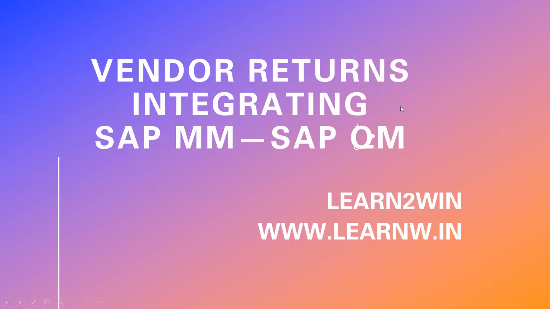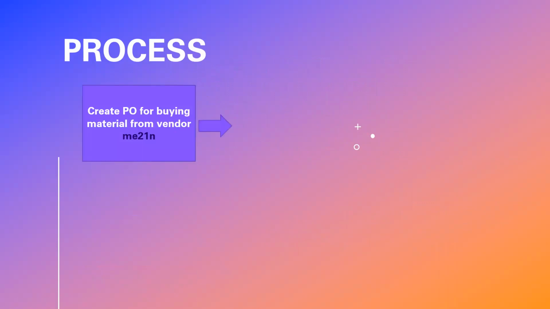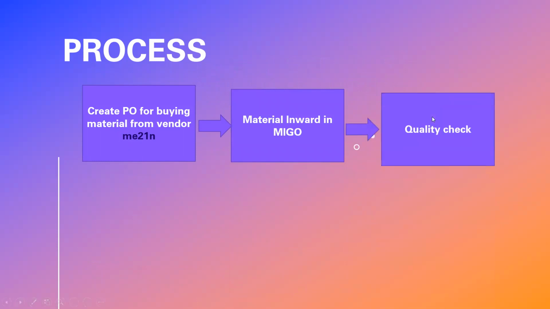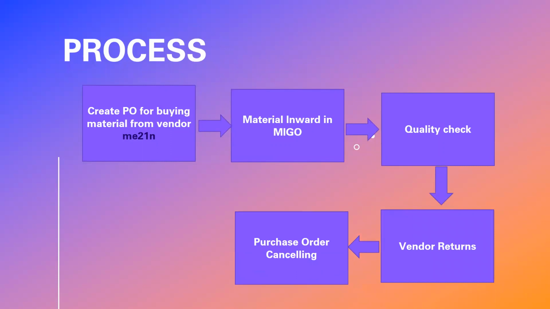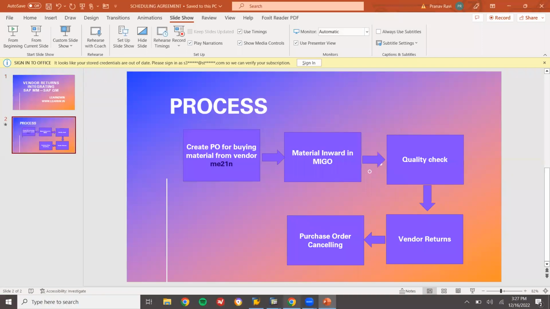Now the process: first I'm going to create a purchase order in SAP. Then I'm going to do the goods receipt, MIGO. And then I'm going to check the quality of the material, and finally I'm going to return it to the vendor and cancel the purchase order. This is what I'm going to do in the SAP system. Let's directly go to the SAP system.